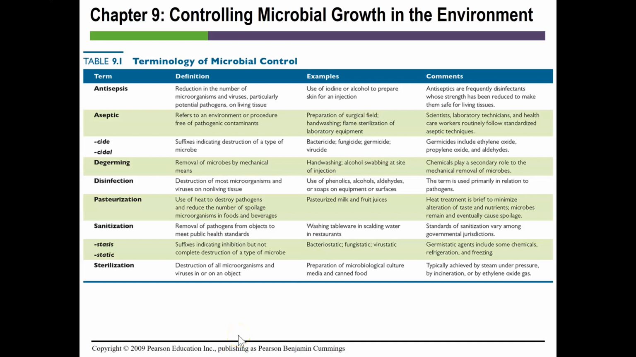Hi everyone, we're into chapter 9, which is controlling microbial growth in the environment. Chapter 6 was all about how to grow microbes, especially in the laboratory. But now we're concerning ourselves with controlling their growth when we don't want them around. Table 9.1 is full of terminology that is important. So I need to go into that particular table and make sure that you're familiar with the different terms.